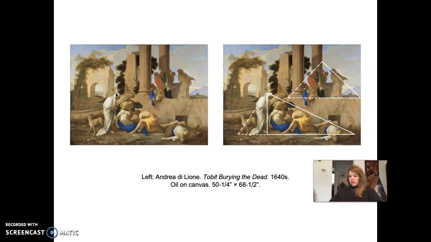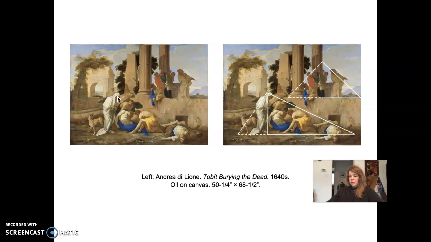Part of the triangle's other side is formed by the sight line of the dog as it looks upward at the figure in white, who is thought to be Tobit. So here his little head is facing him. So really people's sight lines can create lines in the piece.